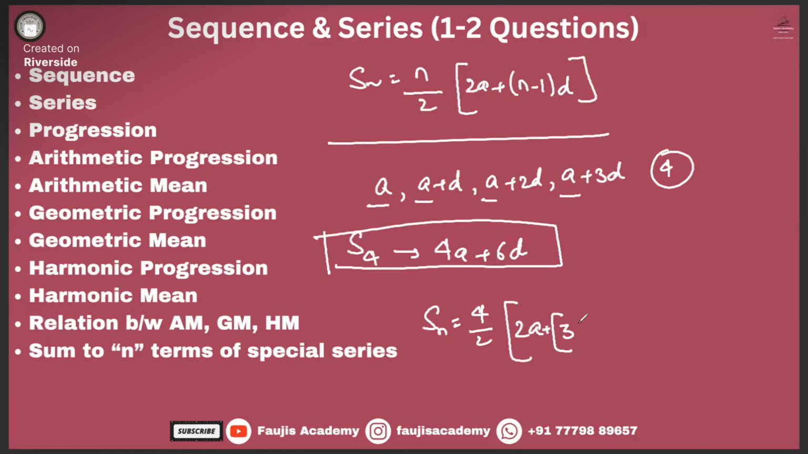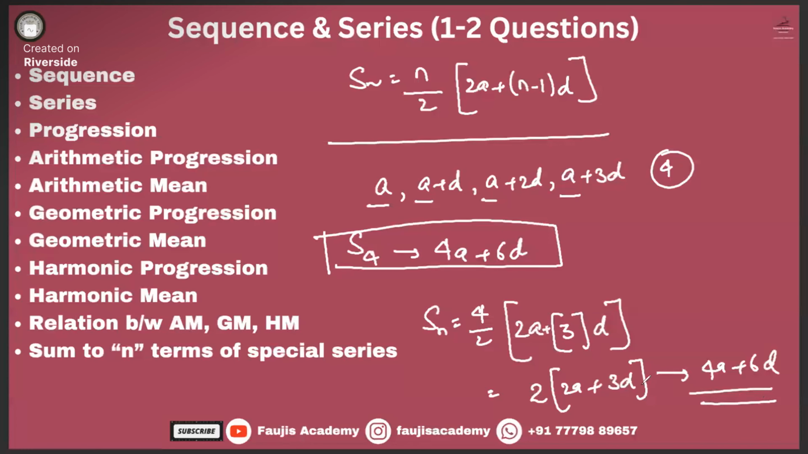What is the d over here, guys? D is d itself. So 2 into 2a plus 3d, which is nothing but your 4a plus 6d, right? Clear? Clear, guys? Yes, sir.